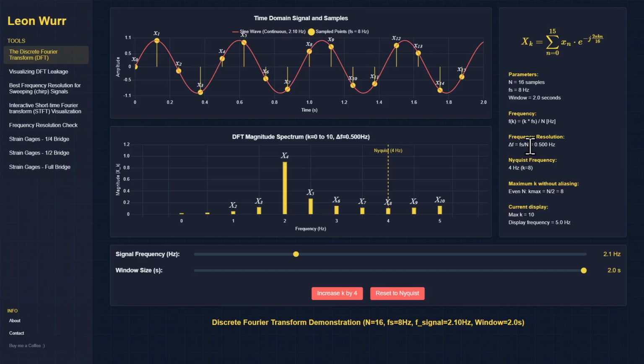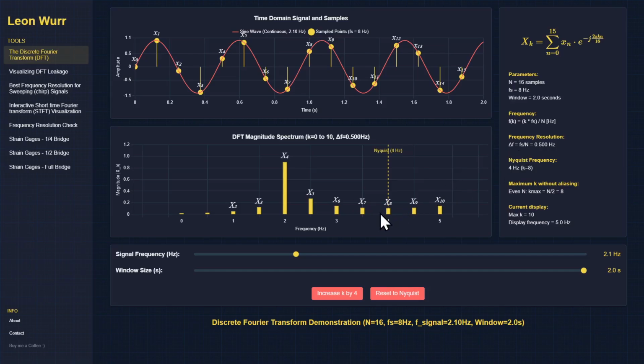Frequency resolution. The only way that I can get a finer frequency resolution, so a lower value for the frequency resolution, is if I increase the length of my observation time. Many people, especially at the beginning, think that if I increase my sampling rate, I can increase the frequency resolution of my spectrum. You can see that that is not the case.